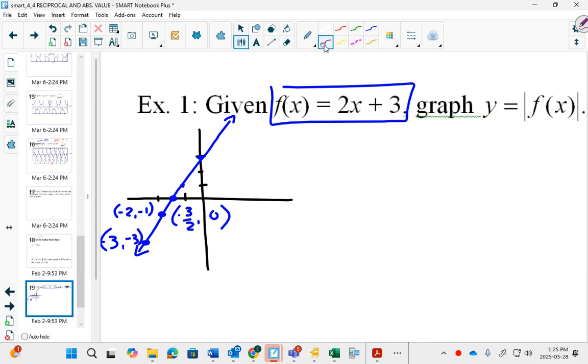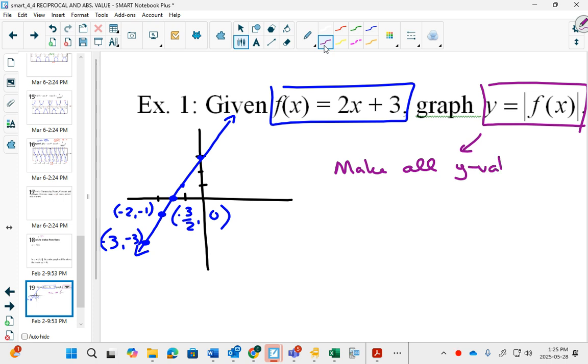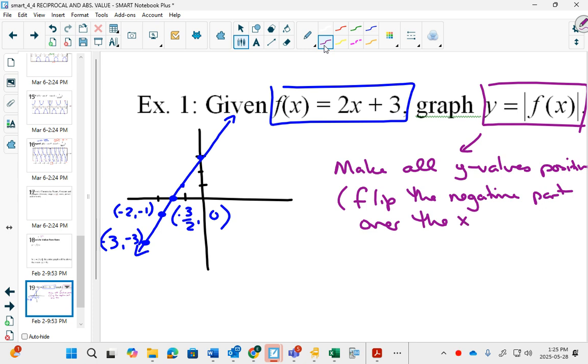Now in purple, an absolute value, what does it do? It changes negative numbers to positive and keeps positive numbers the same. And what's inside is the old y values. So basically, this is going to make all the y values positive. In other words, it's going to flip the negative part over the x-axis.